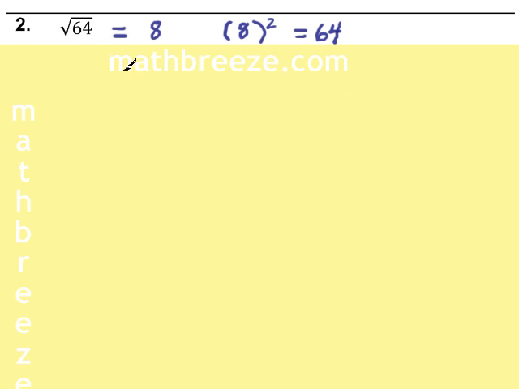Let me mention that the square root symbol means the positive root. In other words, minus 8 times minus 8 is also equal to positive 64, but when we say the square root of 64, we mean the positive square root.